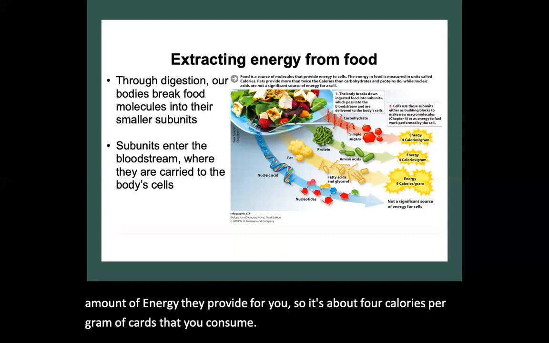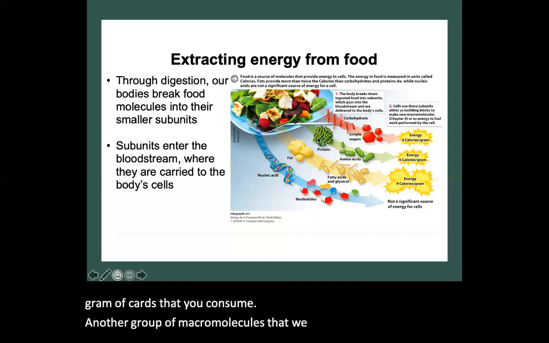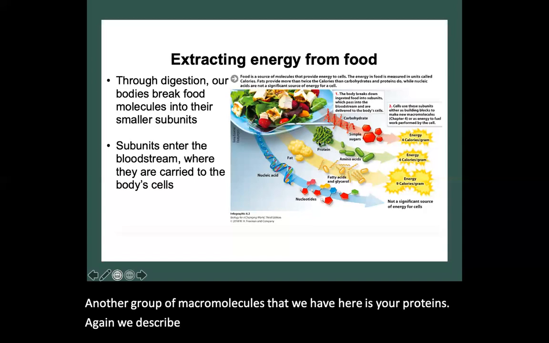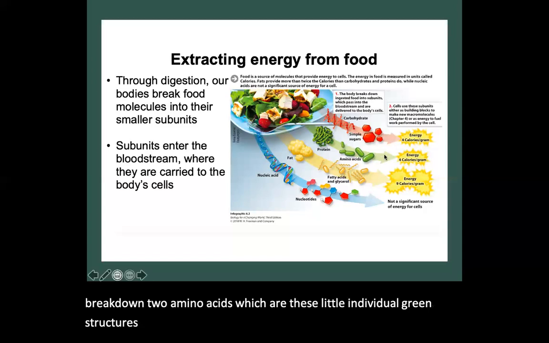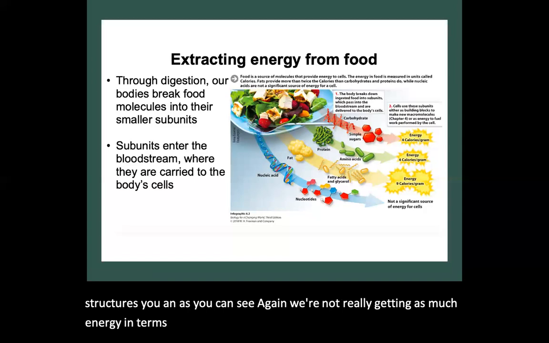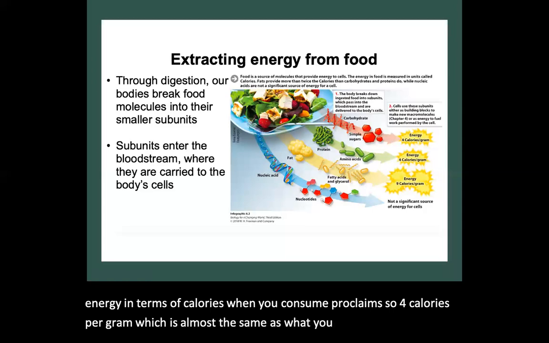Another group of macromolecules that we have here is your proteins. Again, we describe protein as these large macromolecules that break down to amino acids, which are these little individual green structures you see. And as you can see, we're not really getting as much energy in terms of calories when you consume proteins. So it's 4 calories per gram, which is almost the same as what you will get from consuming carbs.